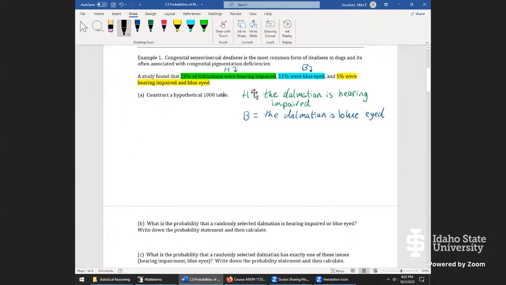If we want a hypothetical 1000 table, we start with 3 decently long horizontal segments. So these are going to be the rows of the table. Then we start grabbing the events. Start with H. Oh, question first.